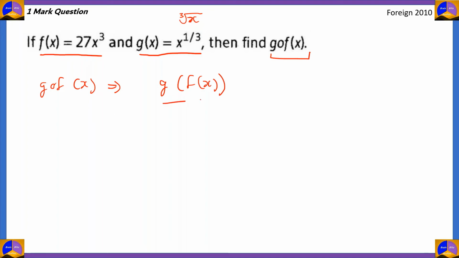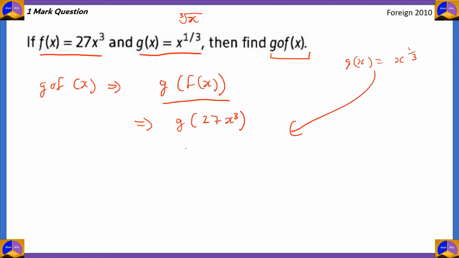So g of f of x, let's put in the value of f of x. So that is g of 27x cubed. And since g of x is equal to x raised to 1 by 3, that implies that g of f of x will be equal to 27x cubed, the whole raised to 1 by 3. Now over here, we know that a raised to n times b raised to n will be equal to (a into b) whole raised to n. This is one of the laws of the exponents.